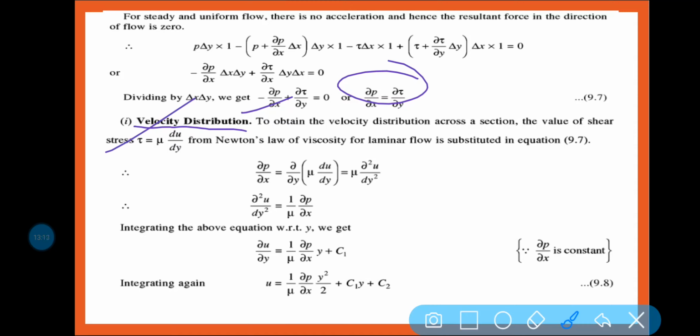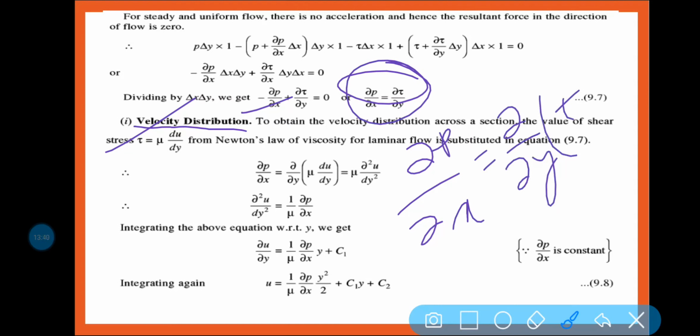Okay, so tau is equal to mu into du by dy, from Newton's law of viscosity for laminar flow. This is substituted in the equation: tau by del p by del x is equal to del by del y into tau. Can I write here from this equation?